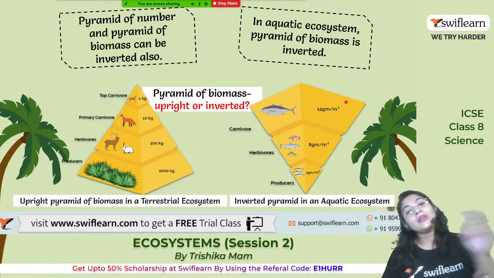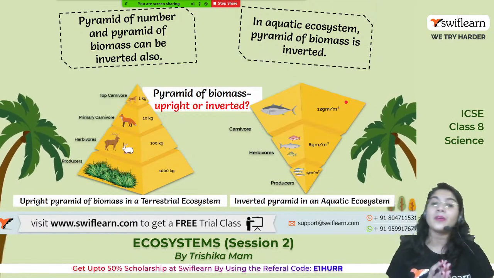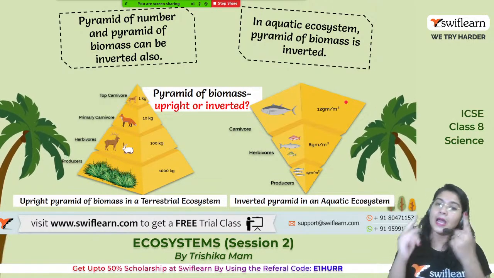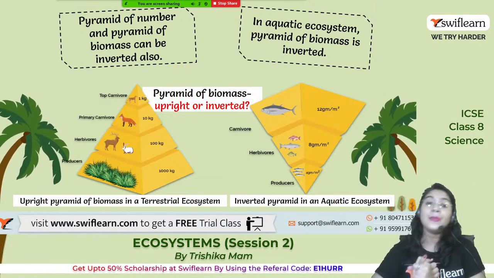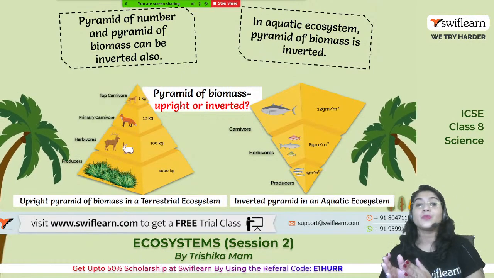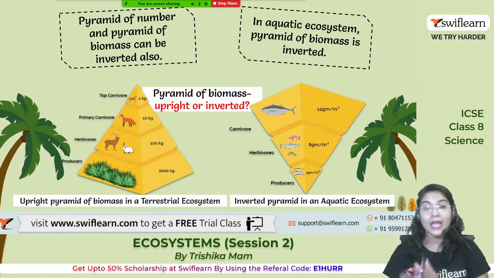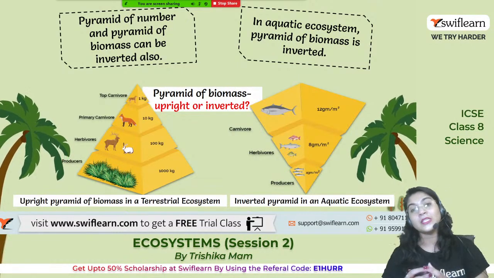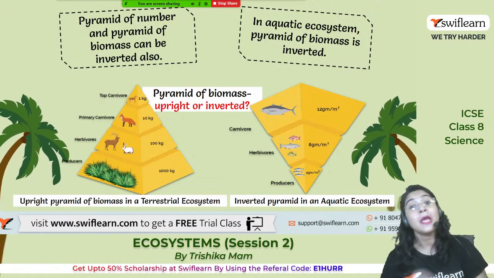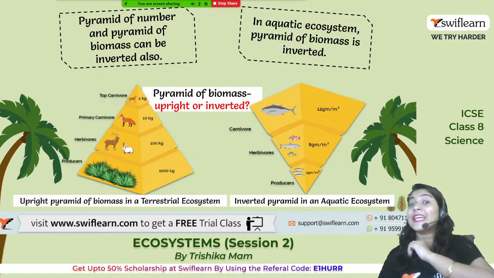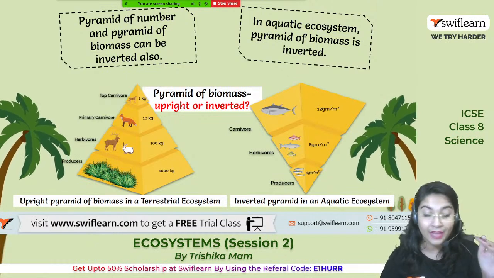ओके, तो इकोसिस्टम में दोनों तरीके का पिरामिड रहता है, जैसे अपराइट पिरामिड भी रहता है, इन्वर्टेड पिरामिड भी रहता है. अभी ये upright and inverted पिरामिड can take place and can be present in the ecosystem in the form of pyramid of number and pyramid of biomass, but always remember it cannot be pyramid of energy.